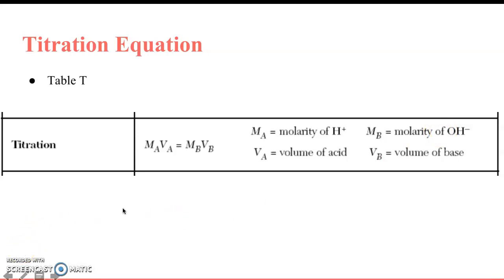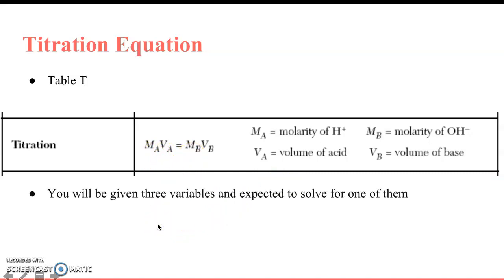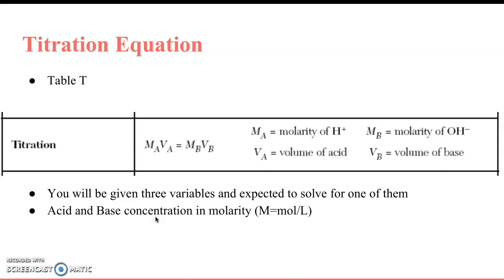So again, this is on Table T, and when we're using this equation, you are going to be given 3 of the variables. So there's always going to be one unknown. Again, this is usually going to be either molarity of the base or molarity of the acid, depending on which one is the unknown. Again, concentration is in molarity. Molarity is moles per liter, which you can also see on Table T.